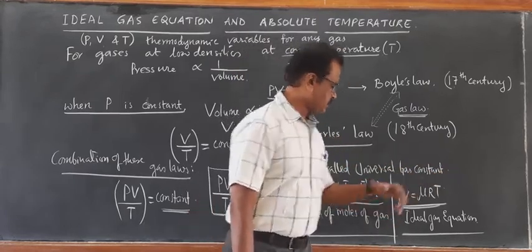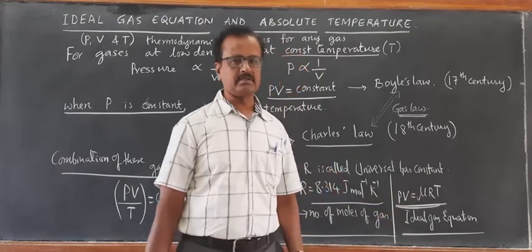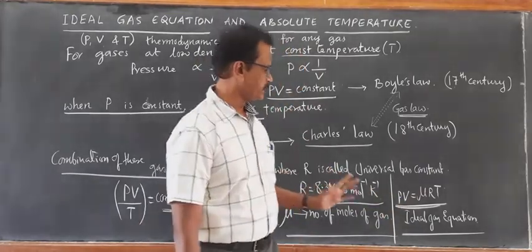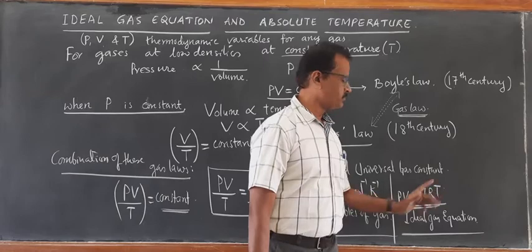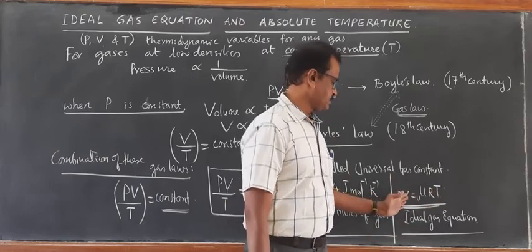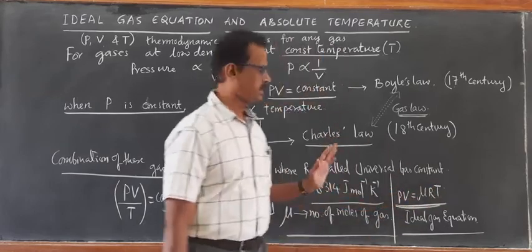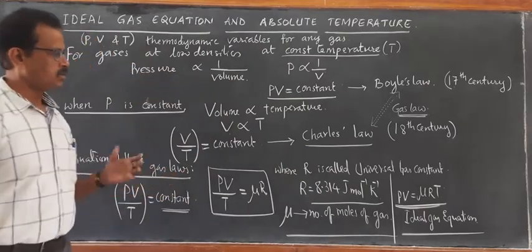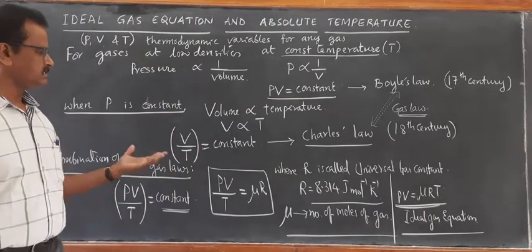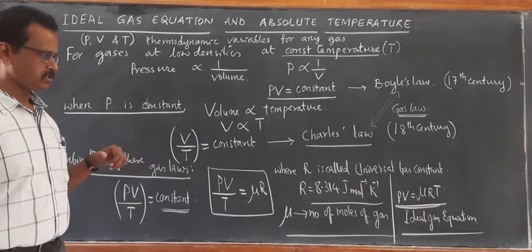Now, in the second case, if pressure is kept constant, keeping P constant, we get V directly proportional to T. In that case, V by T remains constant. That is nothing but Charles law. So, the ideal gas equation is a combination of gas laws.